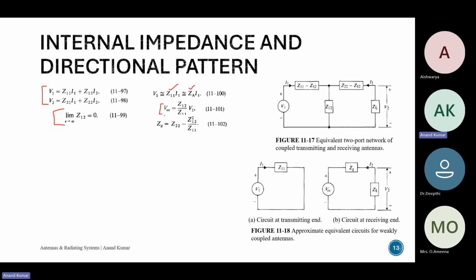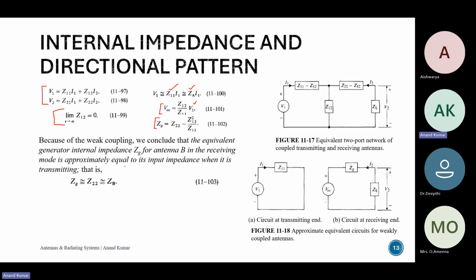We found out the amount of open circuit voltage which will be there on this receiving antenna, which is this ratio, and then we've calculated the generator impedance Zg. Since this Z12 term is very small, we can say that Zg is equal to Z22, and this is equal to the input impedance for the receiving antenna B.